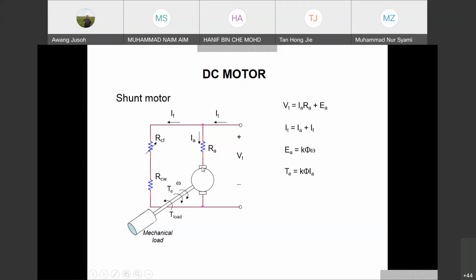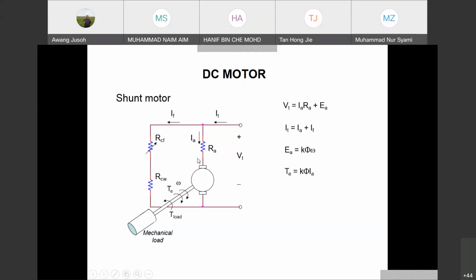EA here is the induced voltage, or for the motor you sometimes call it the back EMF. The name for EA is back EMF. Back EMF equals K flux speed. The bigger the speed, the bigger the voltage induced here. And the bigger the flux, the bigger the voltage induced in this armature circuit. And then torque developed equals K flux IA. So this is the basic equation for the shunt motor.